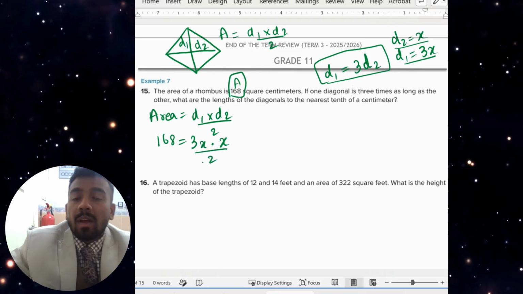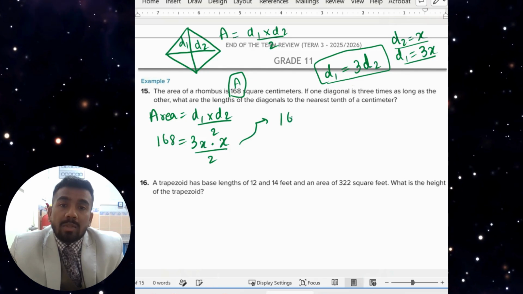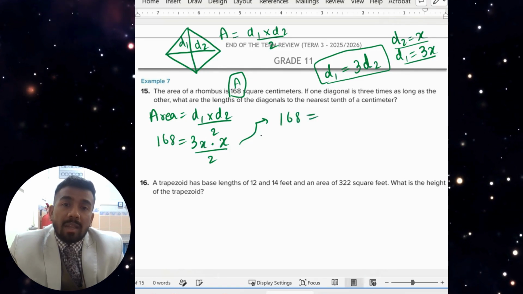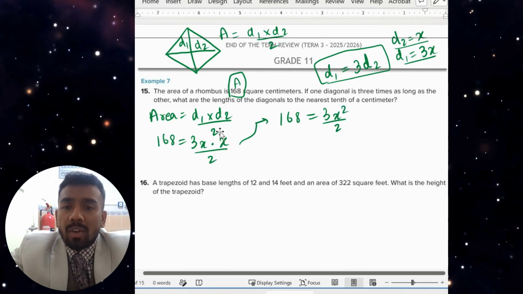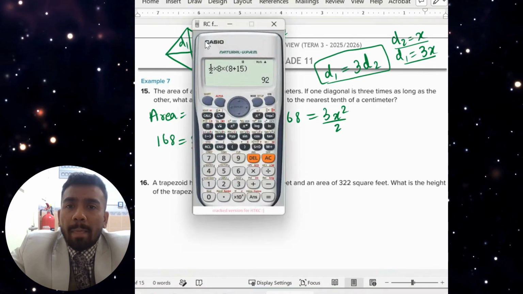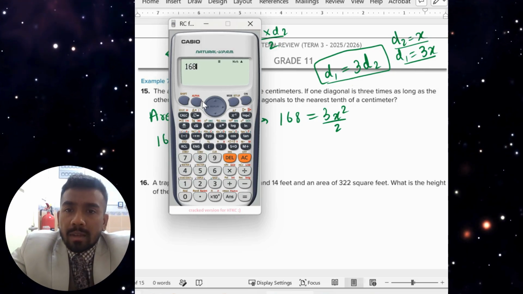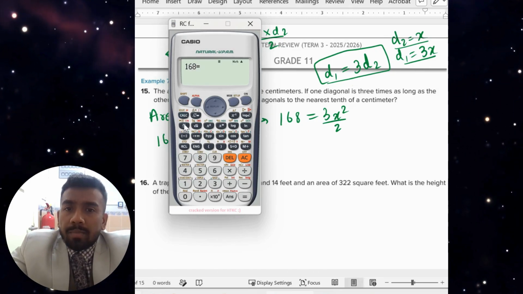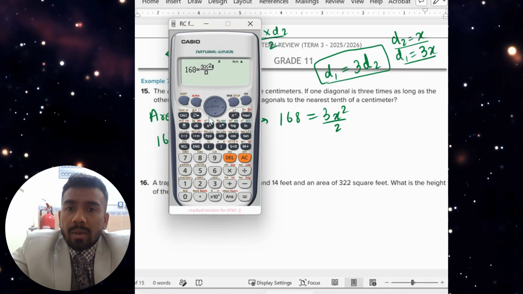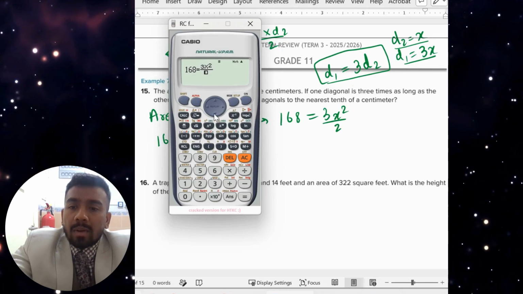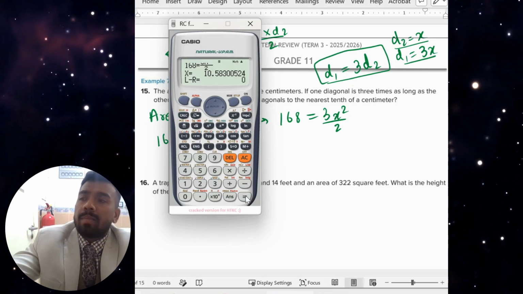Okay. Now do shift solve. Or else first simplify this. So I can write 168 equals 3x times x, which will be 3x squared over 2. Now, I'll prefer to shift solve because that's easier and faster. So what do you have? 168 equals 3x squared over 2. Now do shift solve. So what's the answer you get?